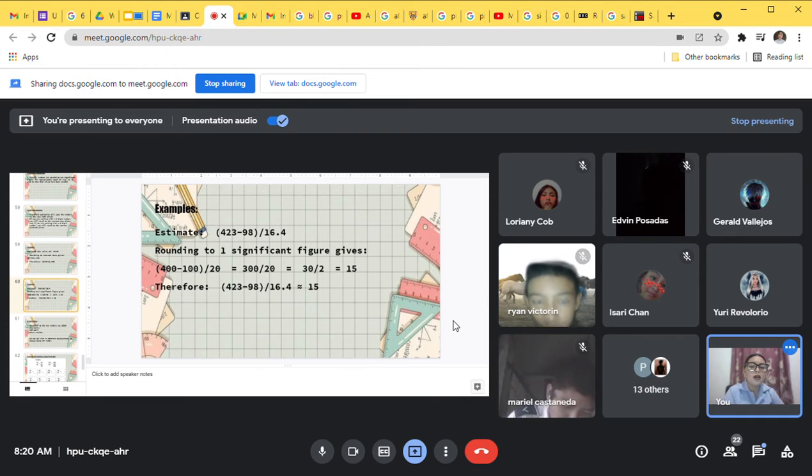So now we have to do the calculations. We do 400 minus 100, which gives us 300, and we divide it by 20. So we get 15, right? So we put our actual question that we got first, approximately equals to 15. We put our answer. Is that clear?